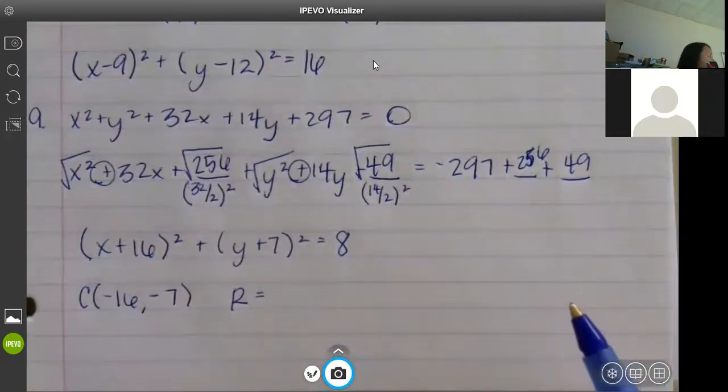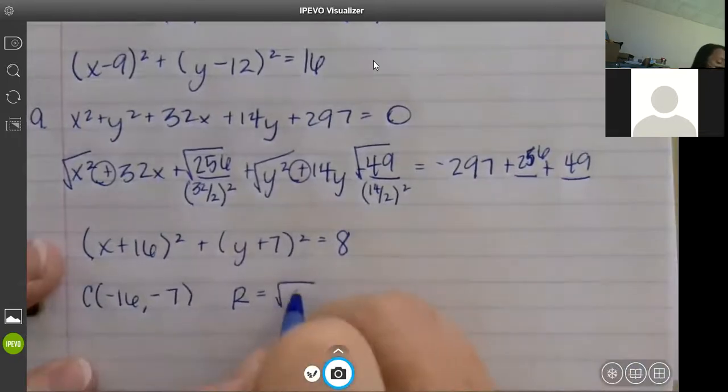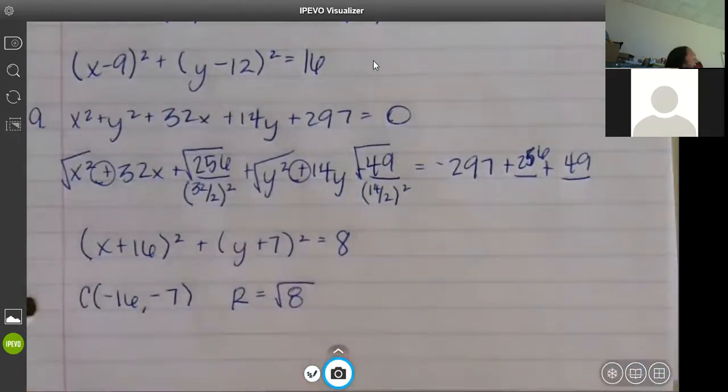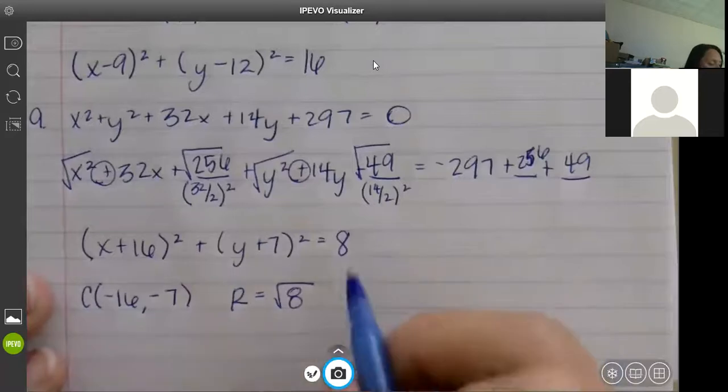Don't give me a decimal. Do not give me a decimal. How do I find the radius? Square root of 8. The reason I'm telling you not to give me a decimal is because on your problems and on your test, it's going to be in square root form. So we have to remember how to simplify those square roots.